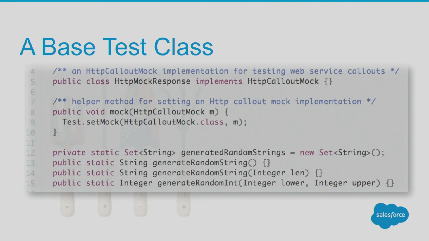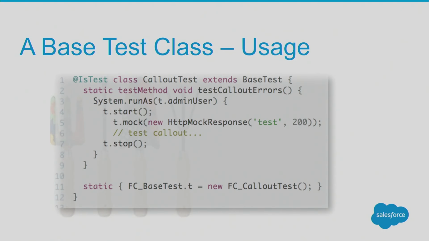Okay, so just a little bit more here on this base test class, some other things you might want to put in it. I like to put my HTTP mock classes in here, and a little method that makes it real simple, minimal typing to set up the mocking. I've cut out a lot of the code here, but you would want to implement your basic HTTP callout mock class there, and then add whatever other common utility functions you use for testing.